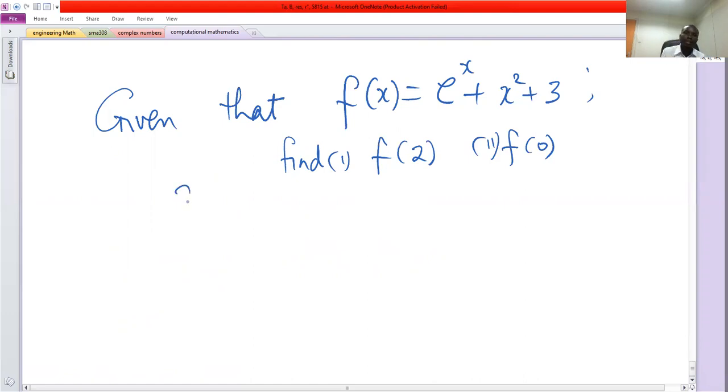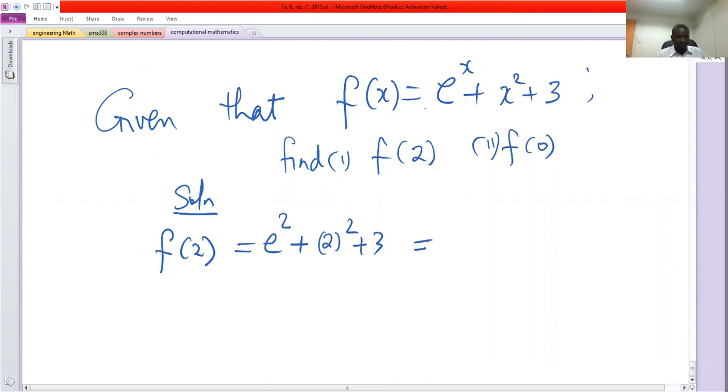So the solution for this simply means f of 2: where there's x, we are replacing by 2. So it'll be e raised to power 2 plus 2 squared plus 3. And this you can get from the calculator: e raised to power 2 plus 2 squared plus 3. That will give you roughly 14.3890561.